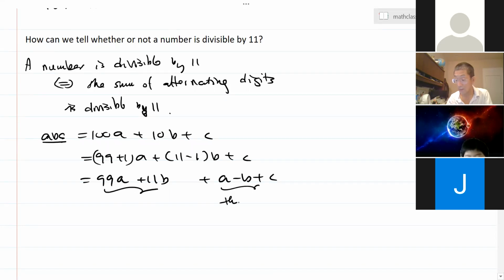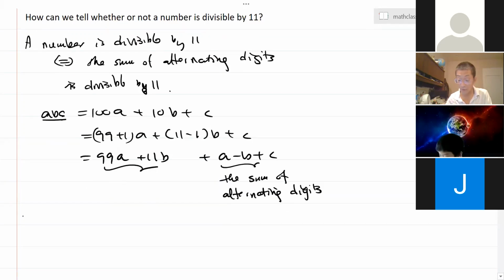This is the sum of alternating digits, right? So to make the three-digit number divisible by 11, you just need to look at the sum of the alternating digits. Alternating digits means the digits with alternating signs. You begin with A, then minus, plus, alternating the sign here. So let's take a look at an example.